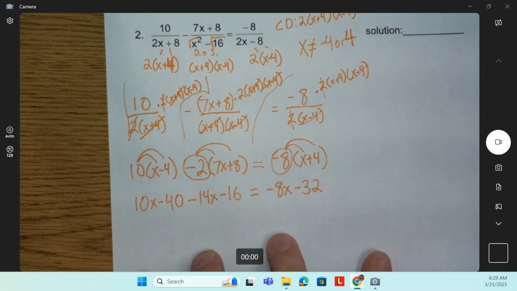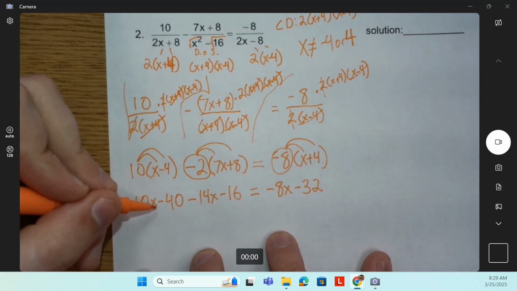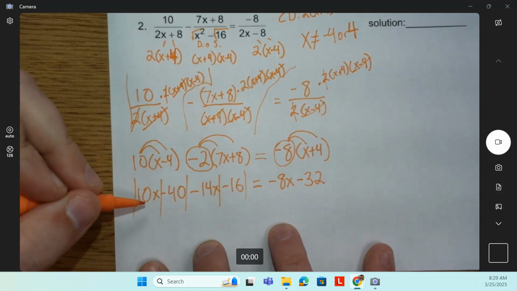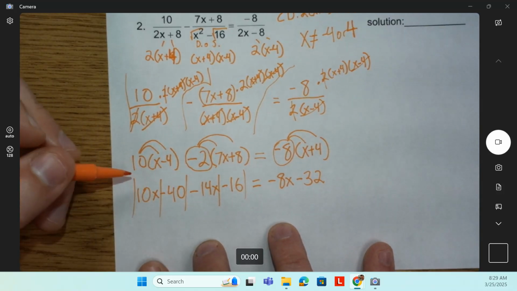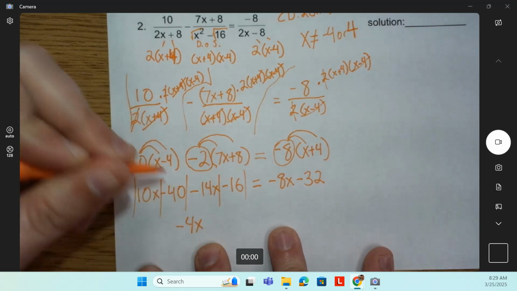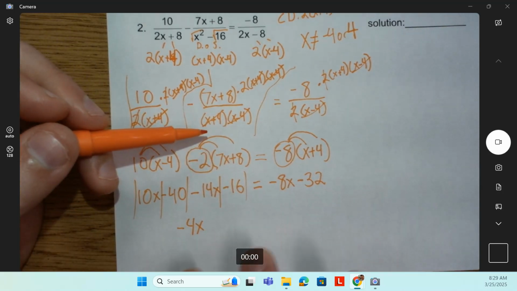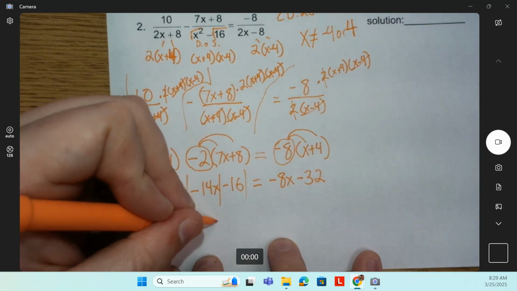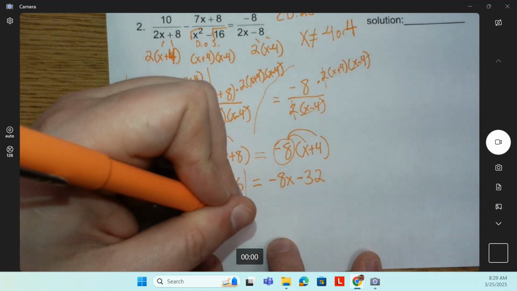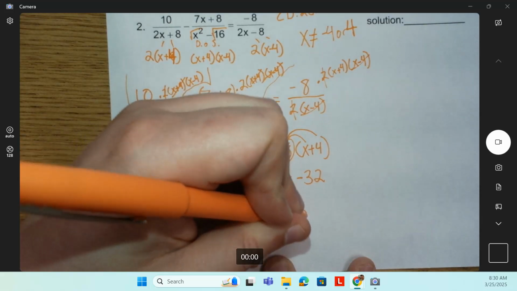We'll do some quick combining. 10x and a negative 4x. So that's just splitting these up to combine. 10x minus 14x gives me a negative 4x, negative 40 and a negative 16 would give me a negative 56, and that's going to equal that negative 8x minus 32.